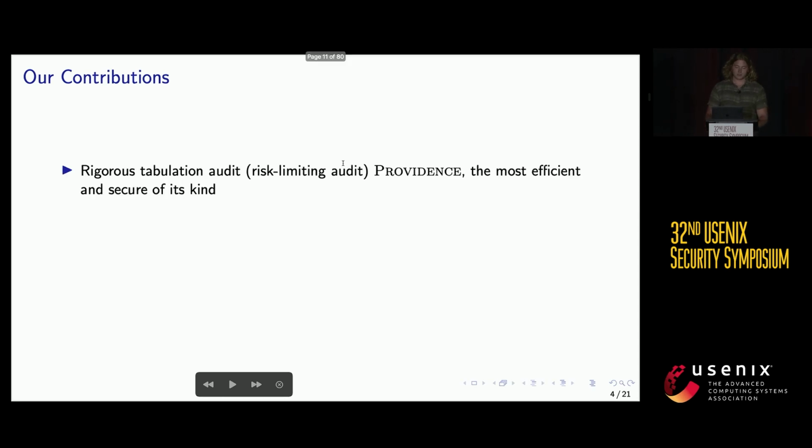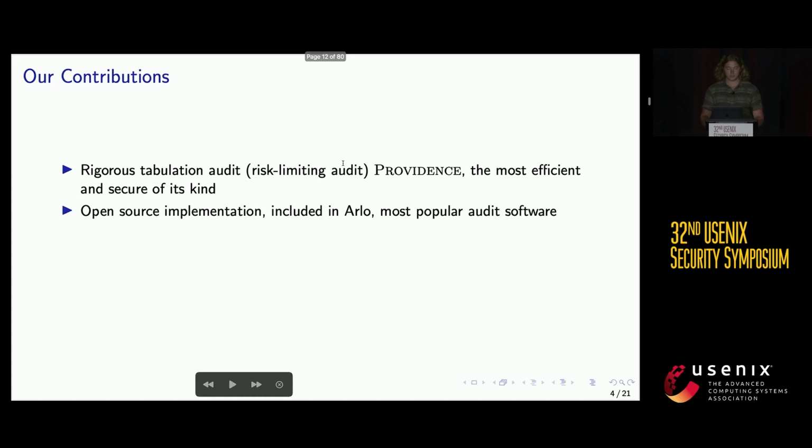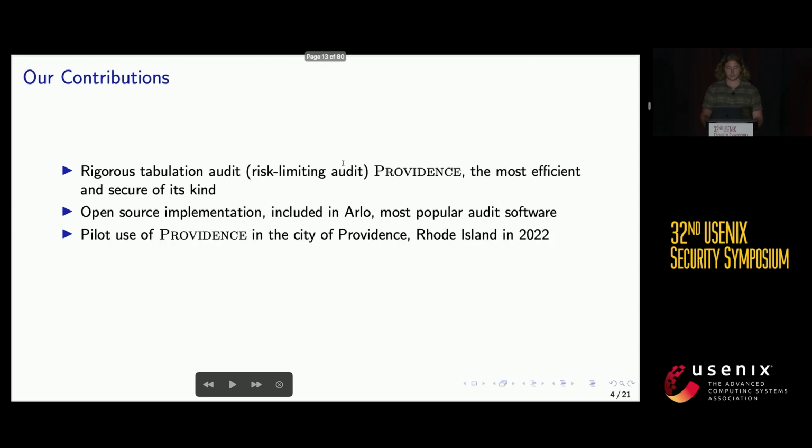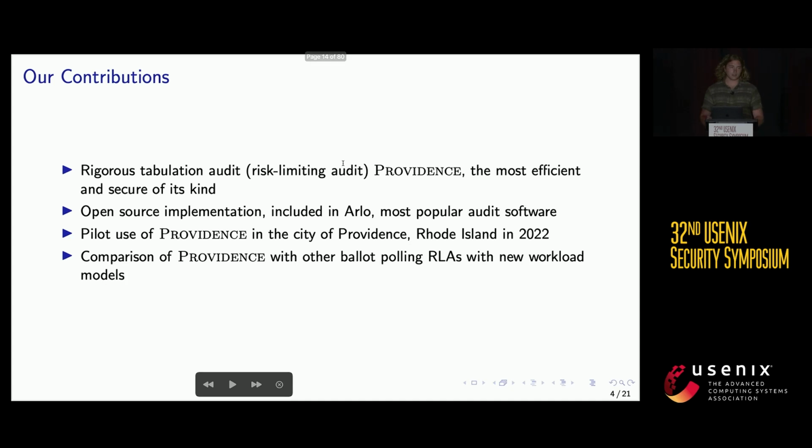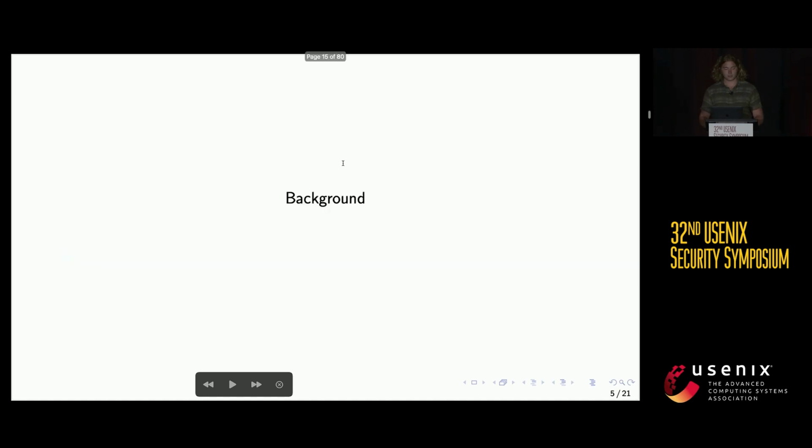So in this work, our contributions are a rigorous tabulation audit, a risk-limiting audit called Providence, which is the most efficient and secure of its kind, an open source implementation of Providence, which is included in RLA, which is the most popular audit software, a description of the pilot use of Providence in the city of Providence, Rhode Island, its namesake, in 2022, and a comparison of this audit with other ballot polling RLAs under new simple workload models.